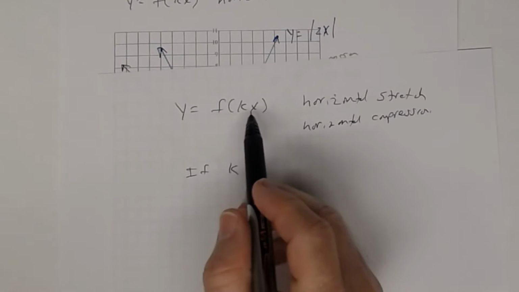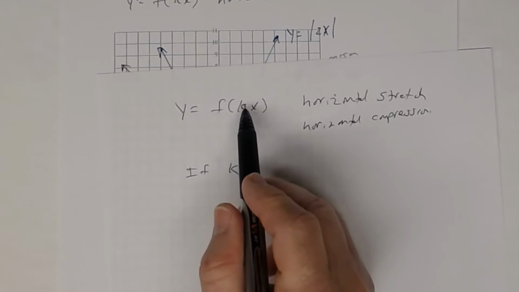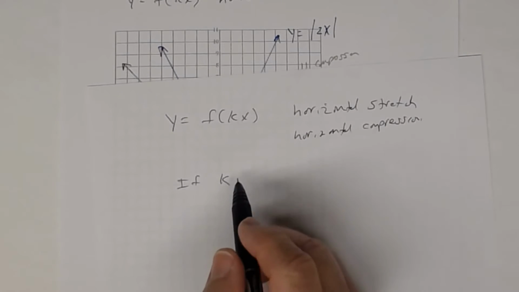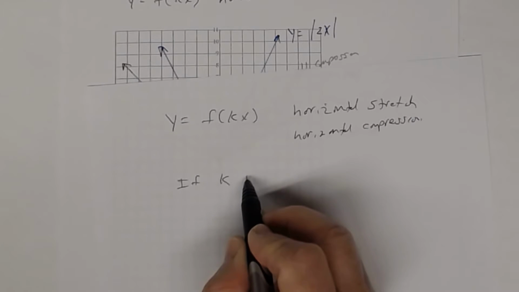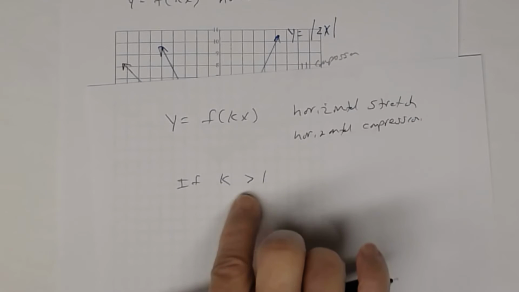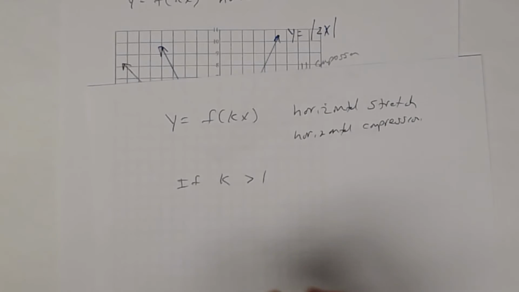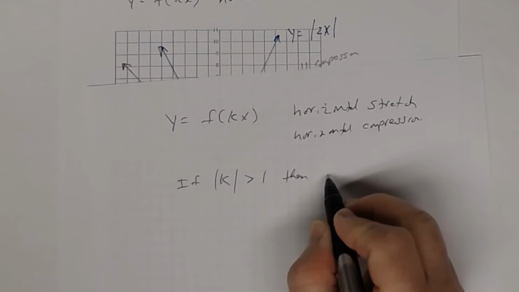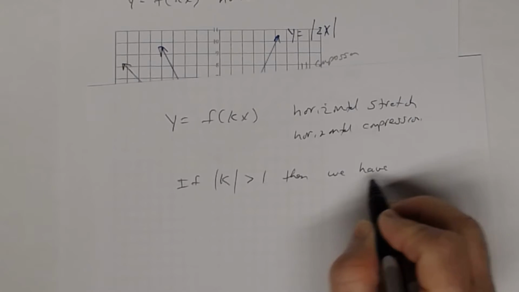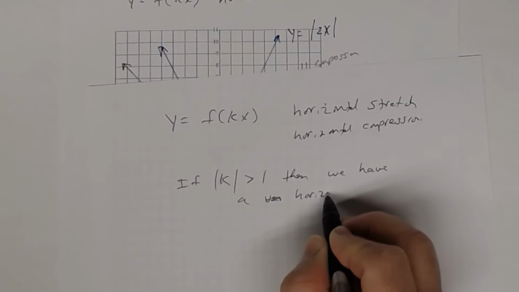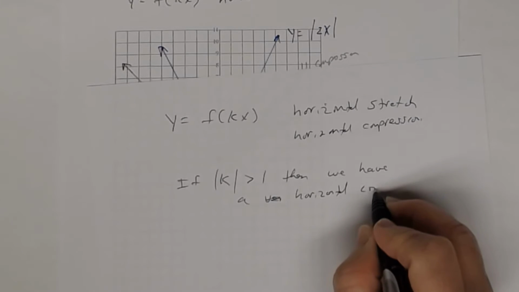I want to do this because k could be negative. For example, this is -2, so I don't want to say this. I want to say if k is greater than 1, because some of you are going to say that -2 is not greater than 1, right? But its absolute value is. So if the absolute value of k is greater than 1, then we have a horizontal compression.